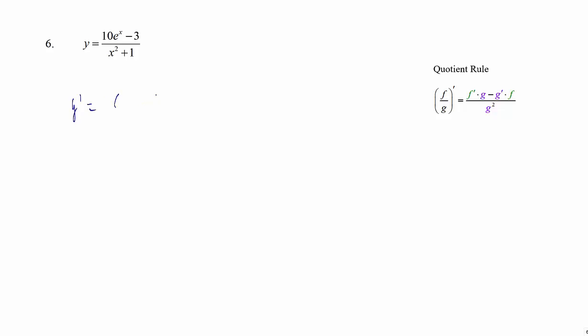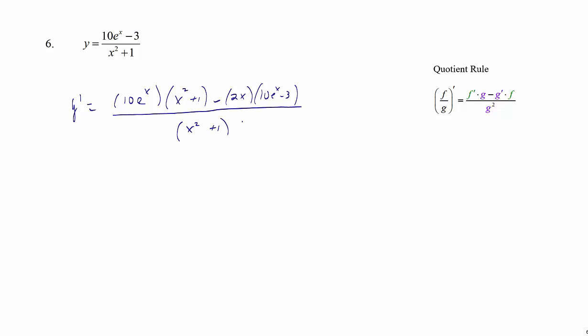is equal to the derivative of the first. So what's the derivative of my numerator? It's going to be 10 e to the x. And here I didn't have to use my rule because it's just e to the x. Again, if it were e to the x squared or x plus 5, then I'd have to use my general exponential rule. So the derivative of the first times the second, so times x squared plus 1, minus the derivative of the second, so the derivative of the denominator is 2x, and then times the first, so times the numerator, 10 e to the x minus 3. All of this over x squared plus 1, that quantity squared.